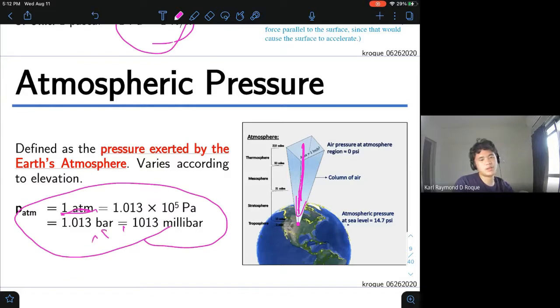Remember all of this? I'm sure you've discussed this before, maybe in Grade 7. That is the pressure exerted by the Earth's atmosphere. It changes depending on height, and it changes depending on where we live. But at sea level, this is the value that is used.